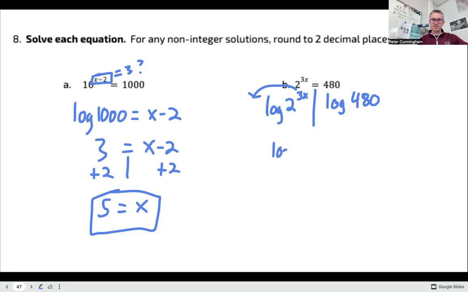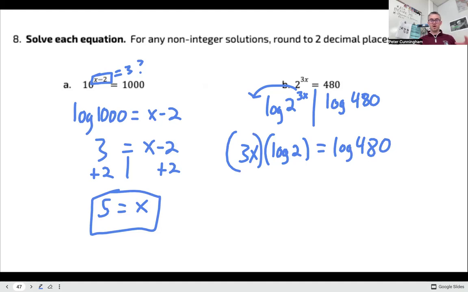So what we have now is log 2, and I'm going to put it in parentheses because that's just like one number. When you hit log 2 on your calculator, you get a number, and that number is being multiplied by 3x. Log 480, again, that's just a number. Now 3x and log 2 are together, so we need to separate them. Let's get rid of the log 2 on this side. And now we have 3x equals log 480 divided by log 2.